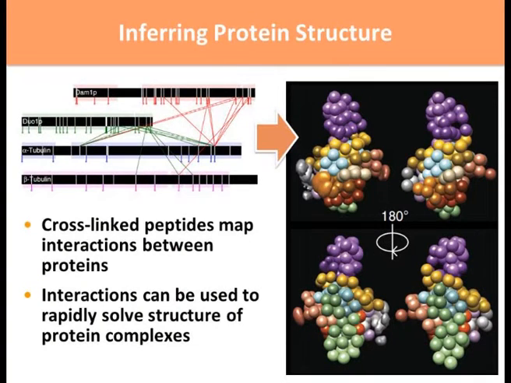Then finally, once cross-linked spectra are identified, the goal is to map out the interactions between all of the proteins in a protein complex, and then those interactions can be used to create a map of cross-links that can be fed to other structural algorithms that can assemble low-resolution protein structures and infer what the protein complex looks like in a way that might not be possible using NMR or crystallography.